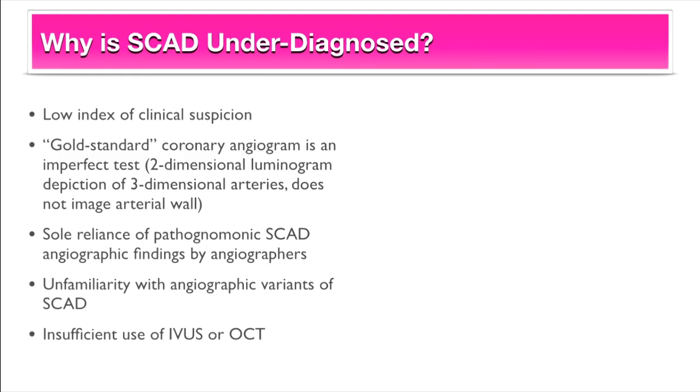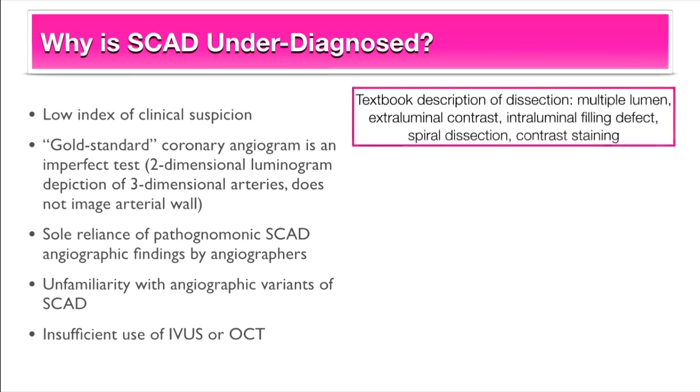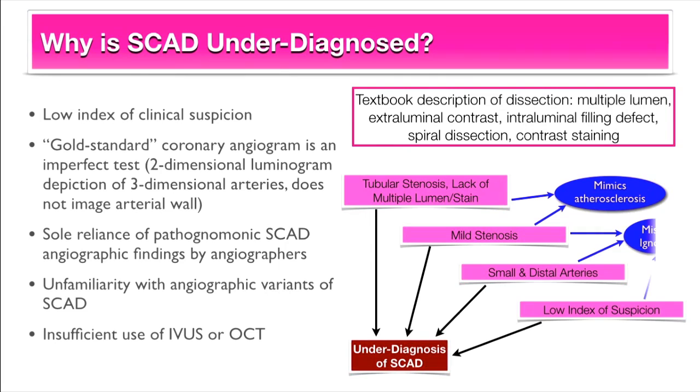As angiographers, we've been relying on the pathognomonic changes on angiogram to diagnose SCAD, and these textbook definitions include finding multiple lumens, extraluminal contrast, biodissection, contrast staining, etc. And we're not familiar with the other angiographic variants of SCAD. And certainly there's been an underuse of IVUS or OCT as intracoronary imaging to diagnose SCAD. So there are multiple reasons why SCAD can be missed or misdiagnosed as atherosclerosis.